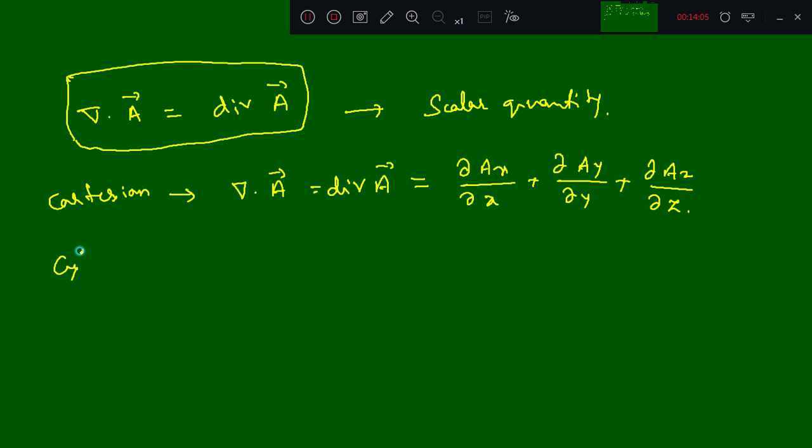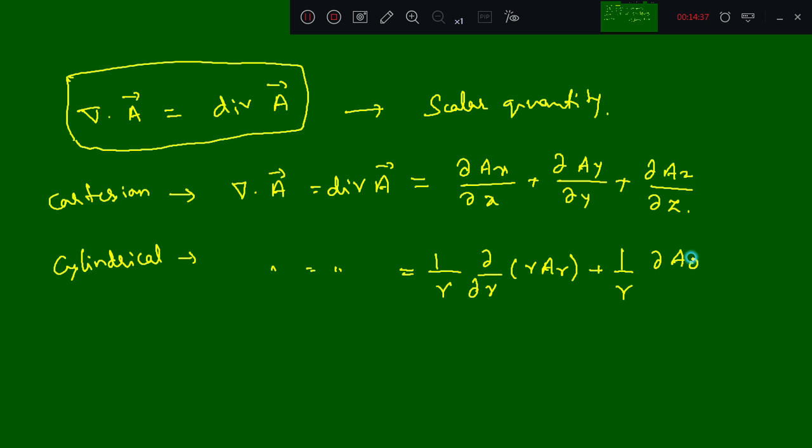Then for the cylindrical system, it resembles 1 divided by r into dou by dou r of r Ar, plus 1 divided by r into dou A phi upon dou phi, plus dou Az upon dou z. Here the last term remains the same. Okay, this is for cylindrical.